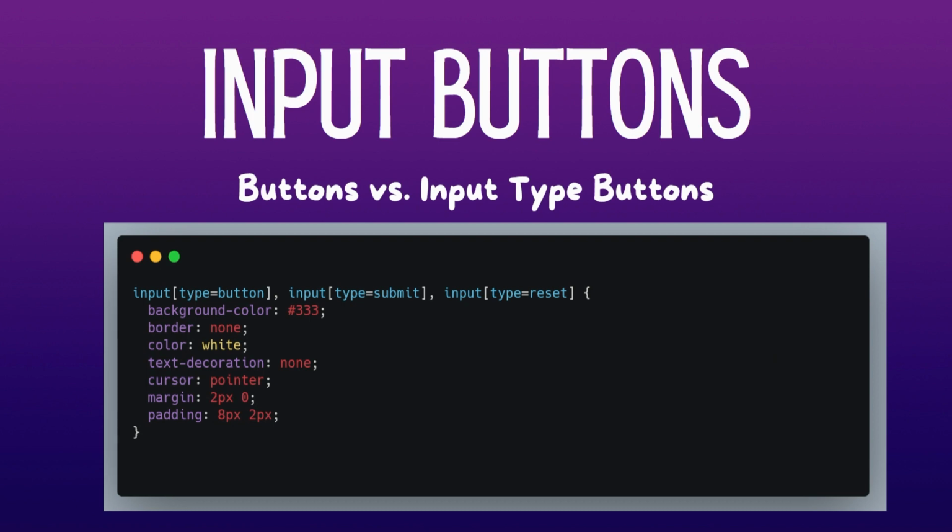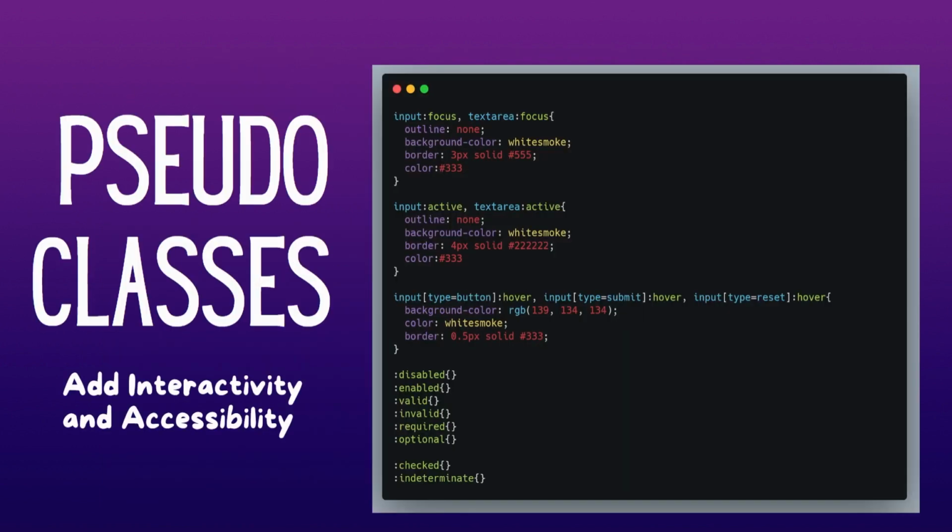Why? Well, we need to know the difference of the button tag versus the input type buttons. The input type buttons, there's 3 of them: button, submit, reset. You can really just style them like you would any other input or any other button. Of course, give them a cursor pointer. This is what they look like with styles. But you also want to make sure to add pseudo classes, which are going to actually be all over your form.